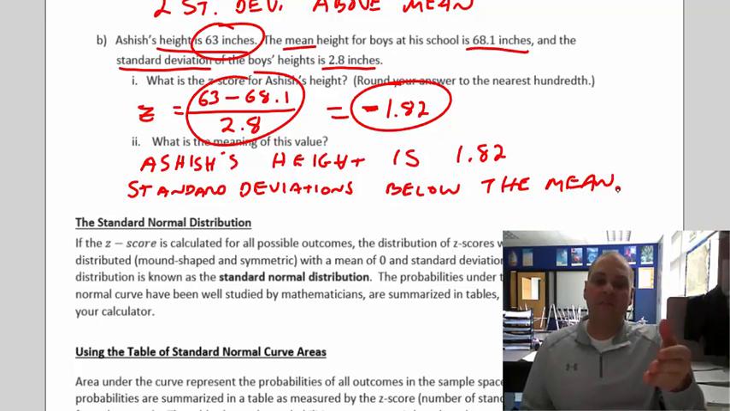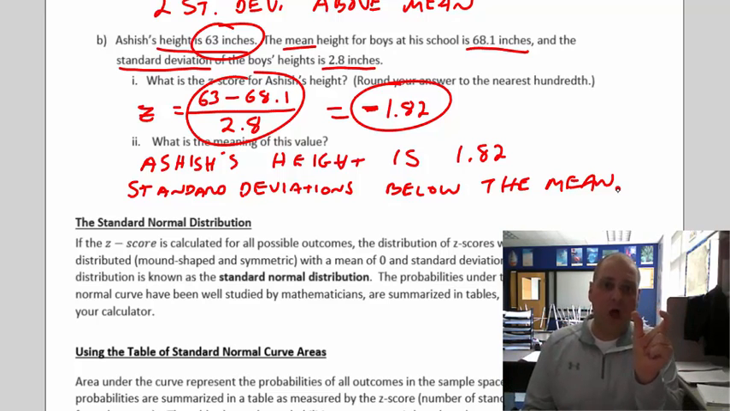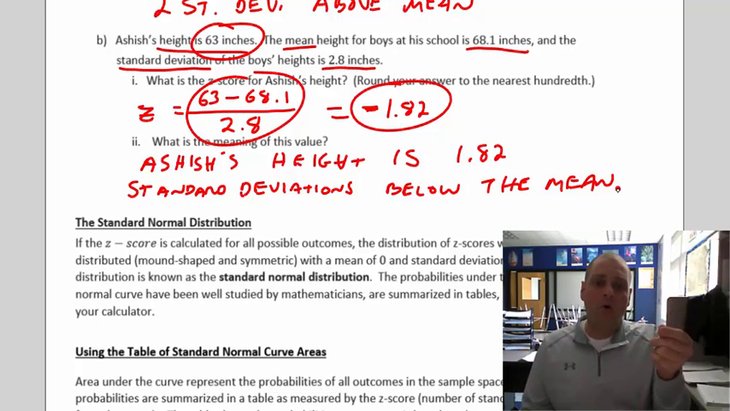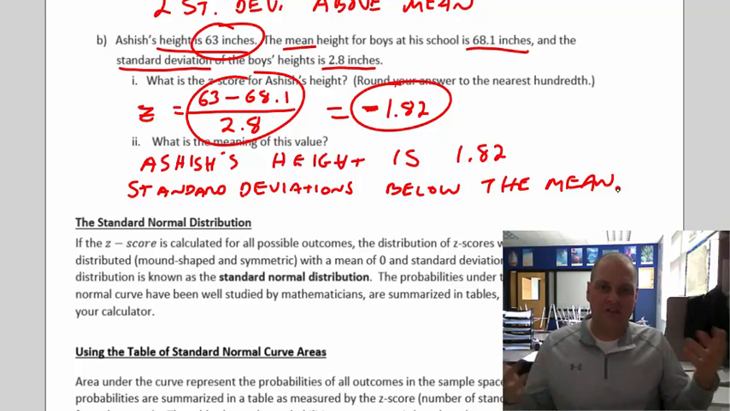Now that should make sense because each deviation is about 3, right? About 3, 2.8. And he's what below? He's 5 below, right? He's 68, he's 63. He's 5 inches below. So he's about 2 deviations below. Almost 2 deviations below. Not quite, right? The deviation is about 3. He's not 6 below. He's 5 below, all right? So he's almost 2 of those deviations below the mean. And that's kind of what a Z-score is. It tells you how far away from the mean you are.